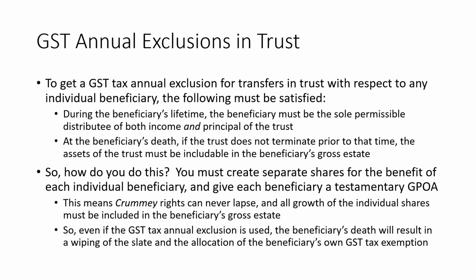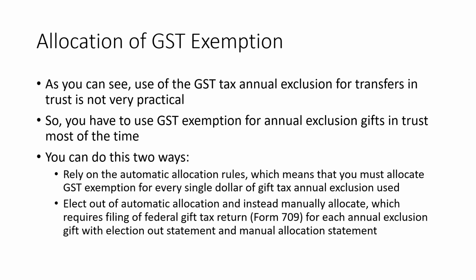Now, even if the GST tax annual exclusion is used, the beneficiary's death will result in a wiping of the slate because the assets of that silo will be included in the beneficiary's gross estate. So at that time, it doesn't matter that you had a GST exempt trust through all these annual exclusions. Instead, the beneficiary then has to still allocate their own GST tax exemption to that siloed trust. So as you can see, this is completely impractical for most irrevocable trusts that you would fund with annual exclusion gifts. So you may have to use GST tax exemption for annual exclusion gifts in trust.